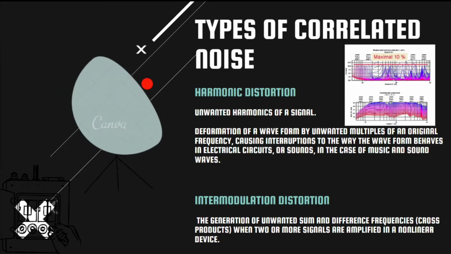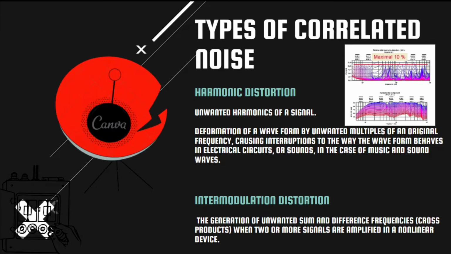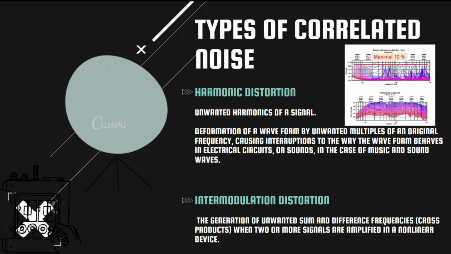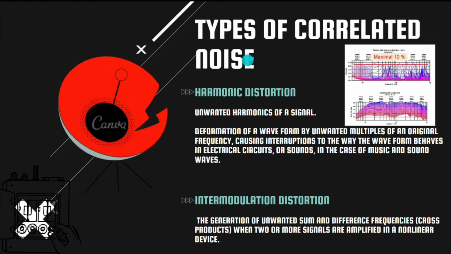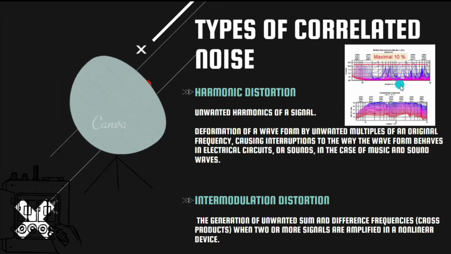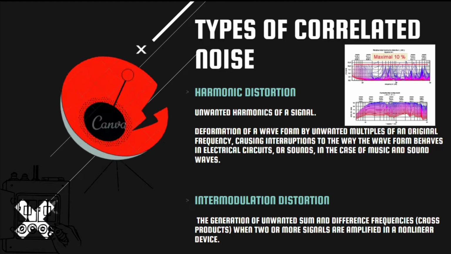So types of correlated noise. First, we have the harmonic distortion. It is an unwanted harmonics of a signal. It is the deformation of a waveform by unwanted multiples of an original frequency, as we can see here in this graph, causing interruptions to the way the waveform behaves in electrical circuits or sounds, in the case of music and sound waves.